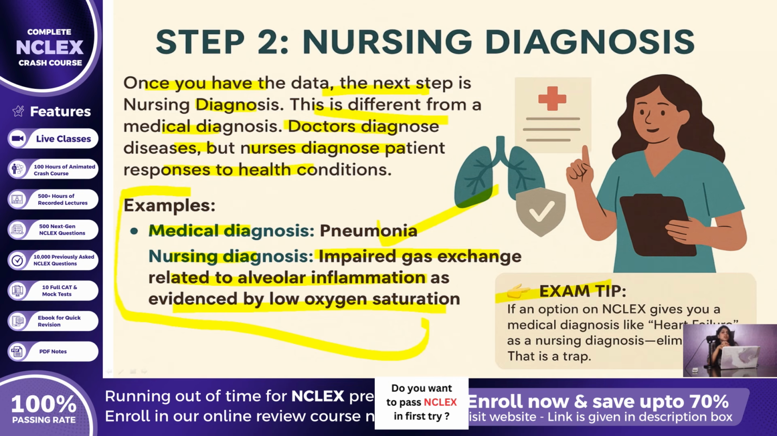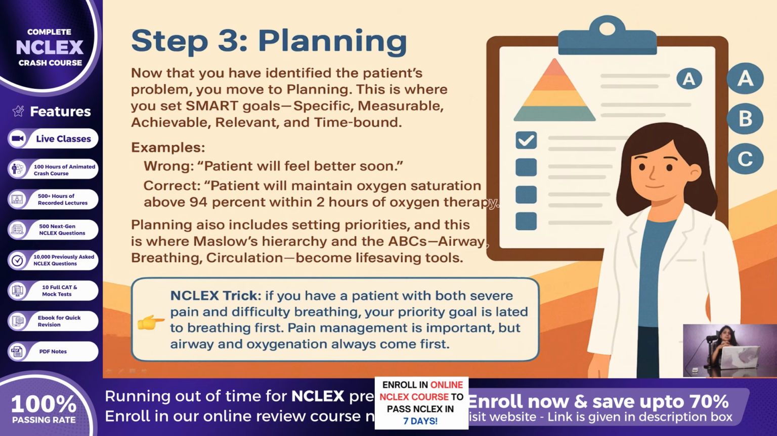Step 3. Planning. Now that you have identified the patient's problem, you move to planning. This is where you set SMART goals: specific, measurable, achievable, relevant, and time-bound. Examples: wrong, patient will feel better soon. Correct, patient will maintain oxygen saturation above 94% within 2 hours of oxygen therapy.